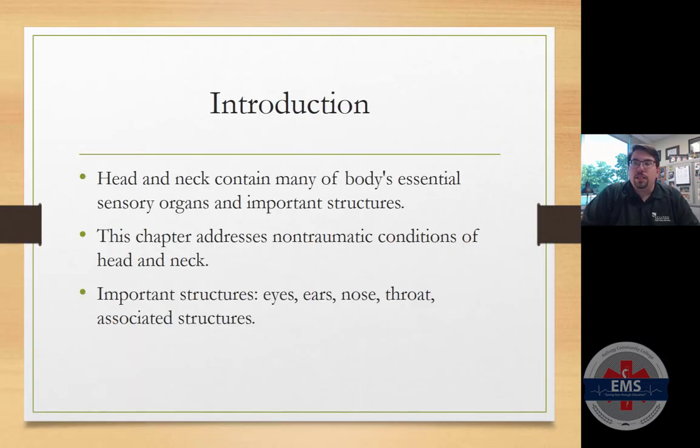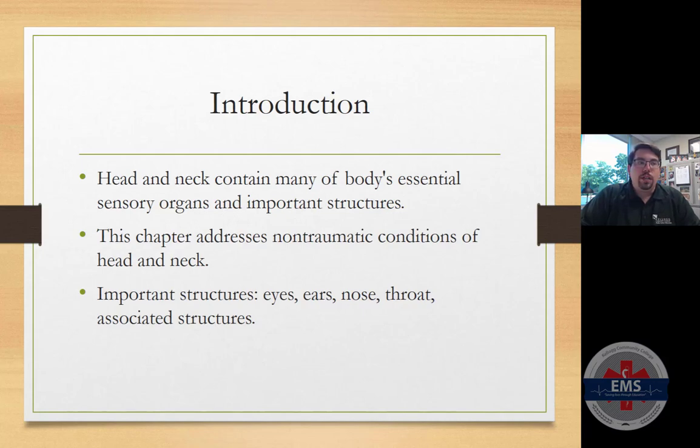One of the things that's interesting about this chapter from the text is that we know the head and neck itself contain many of the body's essential sensory organs and important structures. Numerous medical conditions and injuries can affect the head and the neck and other associated structures. This is particularly true in cases of the pediatric patient. We also know that many of these conditions do not readily fit into any of the previous lessons that we talked about, so it's kind of a mixed bag as we wrap up the last chapters of our Volume 3.